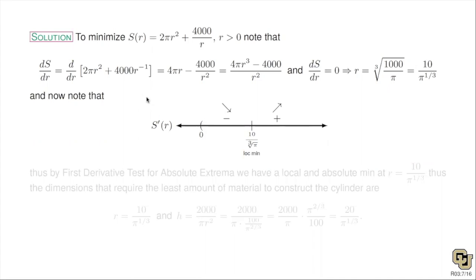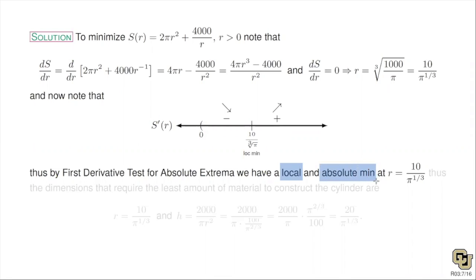I do want to mention one little subtle detail: both of these tests verify that we have a local extrema. However, given the geometry, since this is the only critical point, and based on the graph, you see this is the only low point, so this local min is also an absolute min. For optimization problems, we're really looking for the absolute extrema. But of course, sometimes absolute extrema occur where local extrema are occurring. That's what happens here. So I have an absolute min at 10 over the cube root of pi.